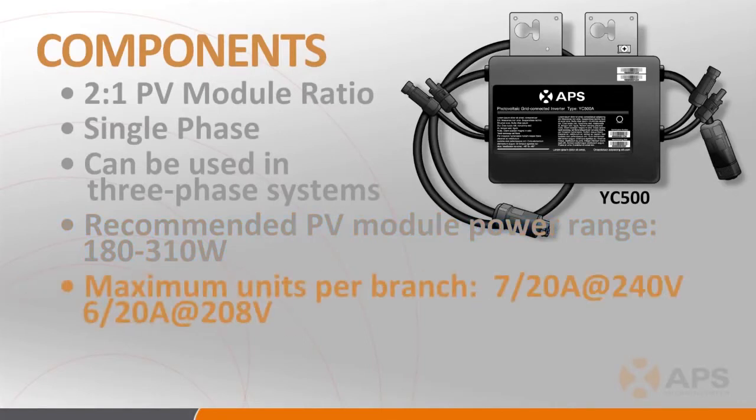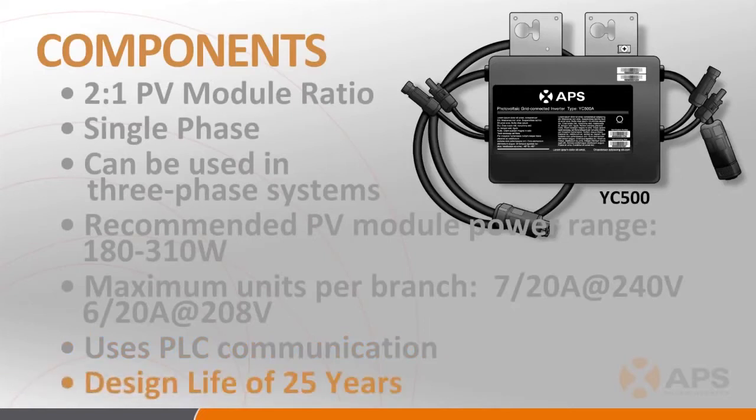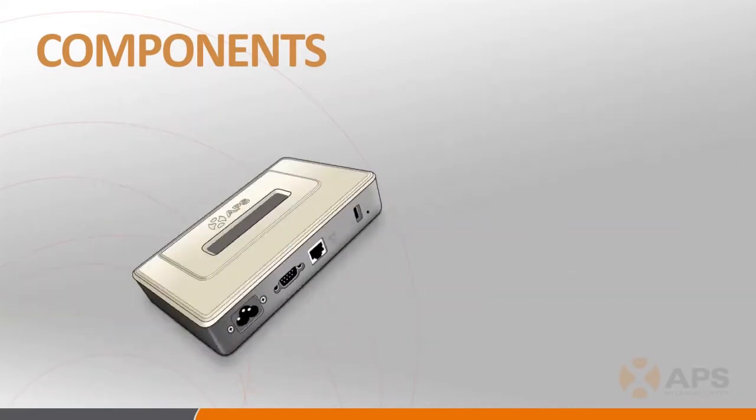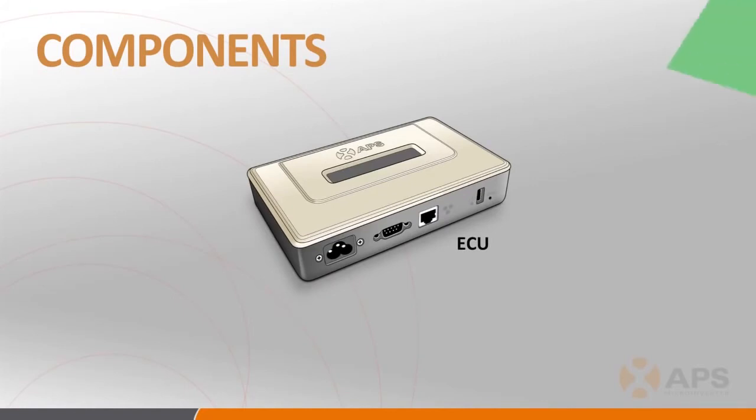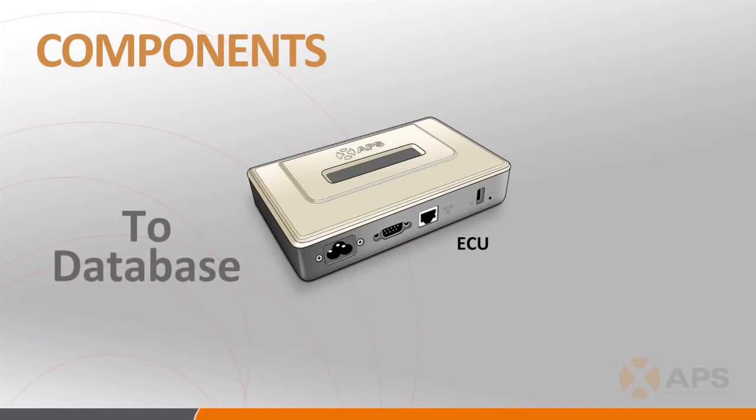The maximum number of units per 120/240 volt 20 amp circuit is 7, or a total of 14 PV modules, and the maximum number of units per 208 volt 20 amp circuit is 6, or a total of 12 PV modules. The YC500 uses the Power Line Communication, or PLC protocol, to communicate with the Energy Communication Unit, the ECU, and while the warranty varies depending on pricing, it has been engineered for a design life of 25 years. The ECU collects and stores the performance data from each of the microinverters and sends it to the APS database so that the array can be monitored via the internet.